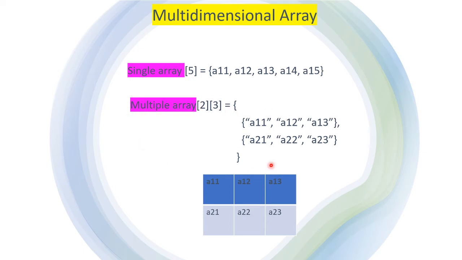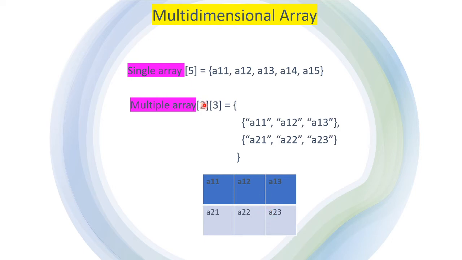And the final picture of this particular multiple array will look like this. So you can see it here. A11 is in this position, A12 is in this position, A13 is in this position, A21 is in this position, A22 is in this position, and A23 is in this position as well. So this is clear, and you can extend this to any length, whatever you desire to do.